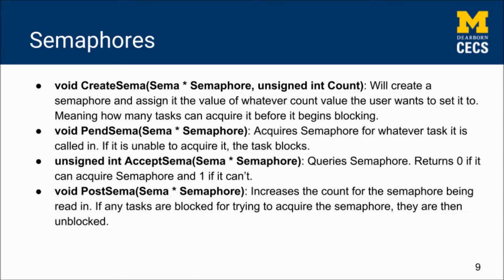Accept sema queries the semaphore and it returns 0 if it can access the semaphore and 1 if it can't, meaning that if the count is 0, it's going to return 0. Otherwise, it'll return 1. And then finally, there is post sema, which is used to signify that the task is done using the semaphore. So it'll just increment the count of the semaphore, and then it'll unblock any tasks previously blocked by that semaphore.